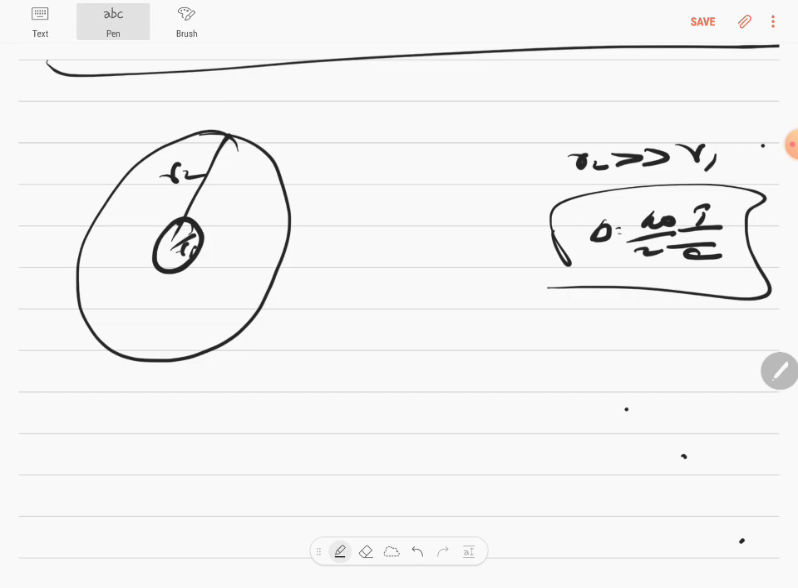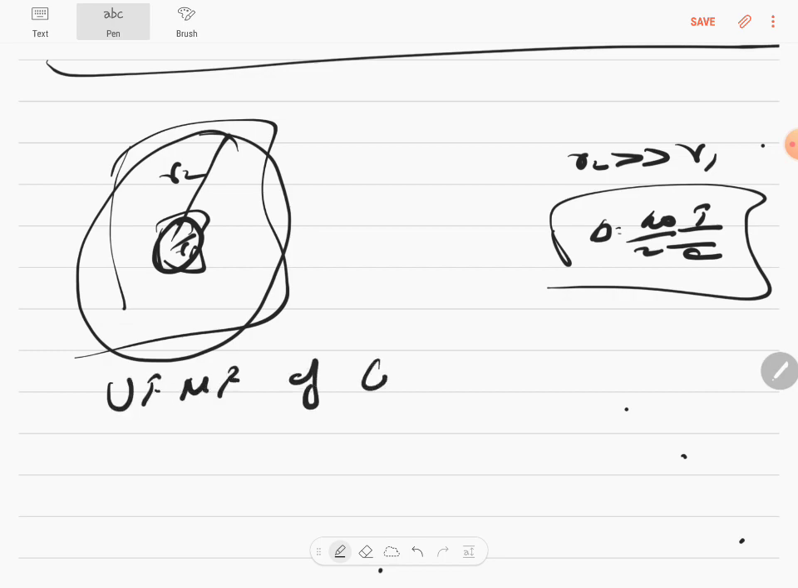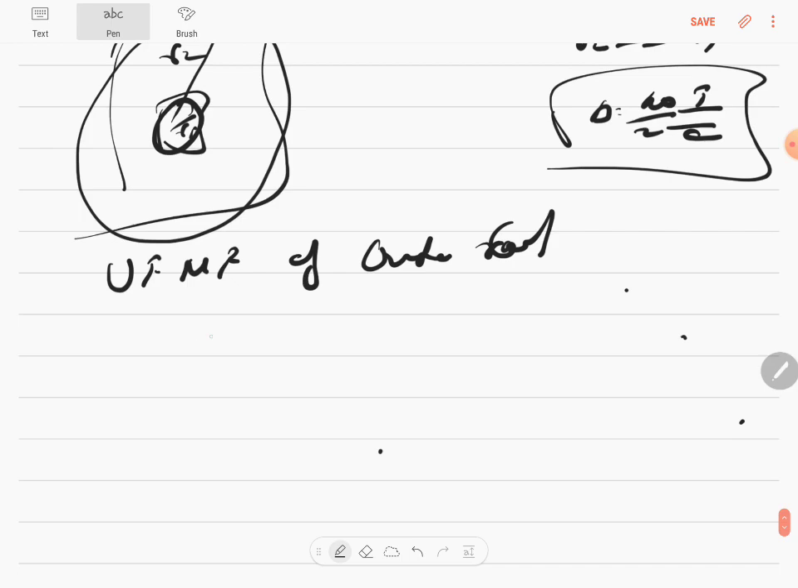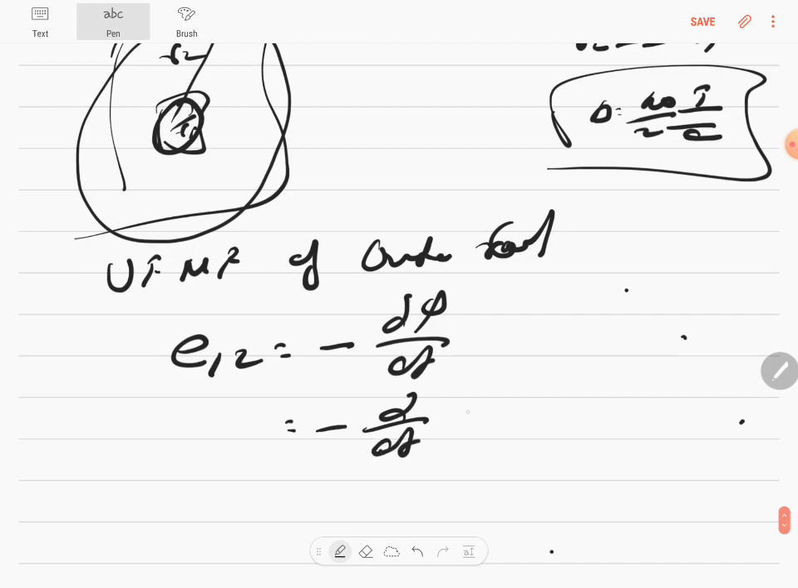Okay, so this is a bar magnet, and that itself is another bar magnet. So the inner coil is right in the uniform magnetic field of the outer coil. So the outer coil can affect the inner coil. The EMF induced in the inner coil due to the outer coil is minus, number of turns is only 1, so d phi by dt, which is minus d by dt of how the outer coil is affecting the inner coil, which is the inner coil's area.